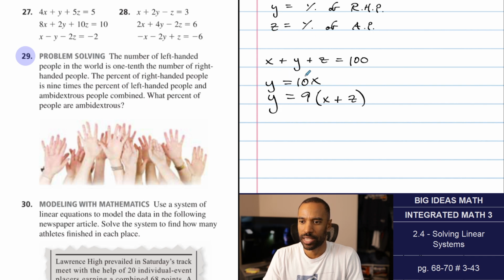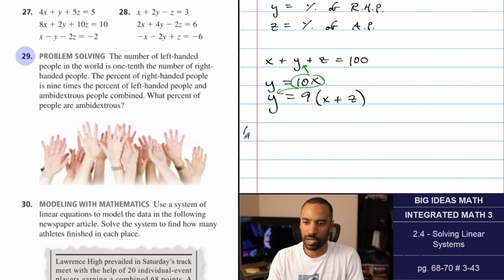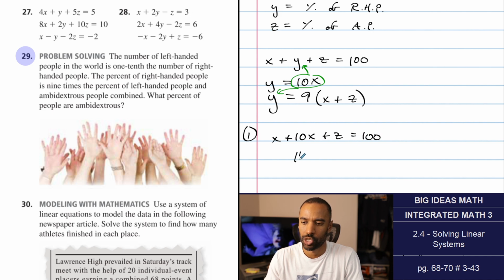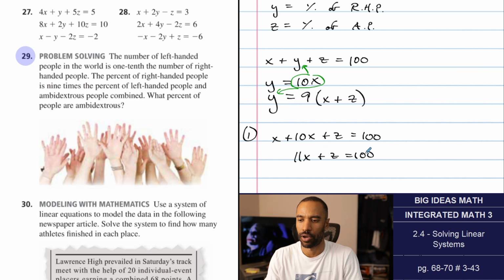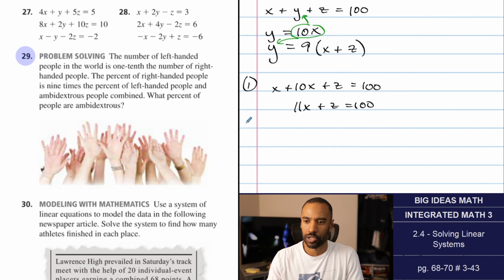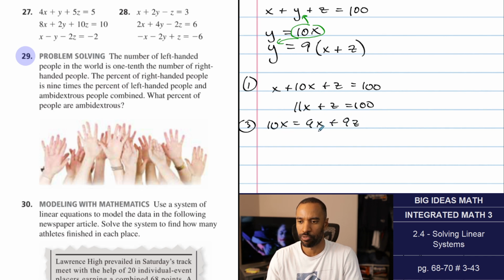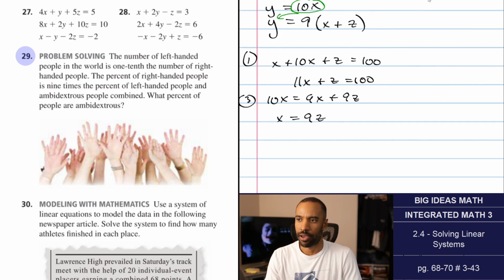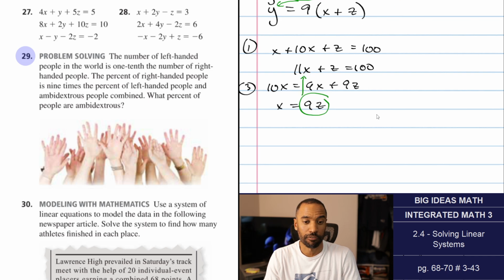Okay, let's take the y equals 10x and substitute 10x for y in both of these equations, up top and on bottom. On the top equation, equation 1, I have x plus 10x plus z equals 100. So 11x plus z equals 100. In the bottom equation, equation 3, I have 10x equals 9x plus 9z. Now I can write x equals 9z. If x equals 9z, I can substitute 9z in for x right here, and solve for z, which is really what I want.